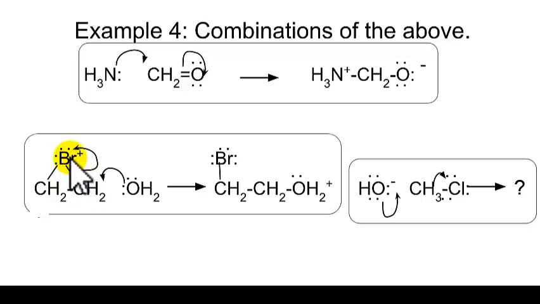But notice that this bromine has a positive charge. Now that's weird because bromines normally don't like to have positive charges. This actually is a mechanism step in a real reaction that we will learn in a later chapter. But for now, just take my word for it, this actually happens.